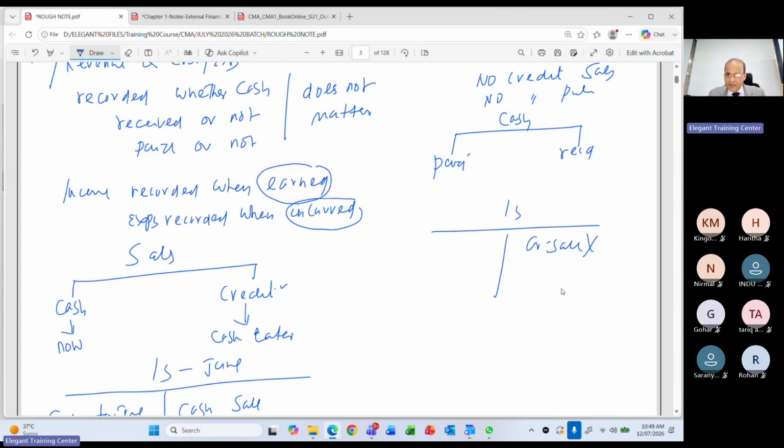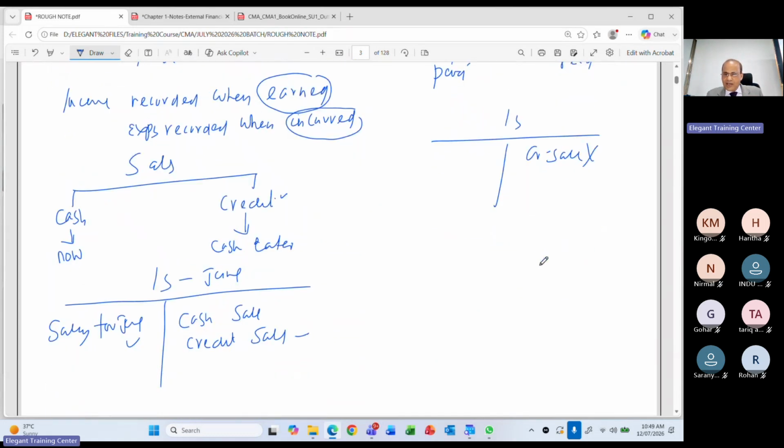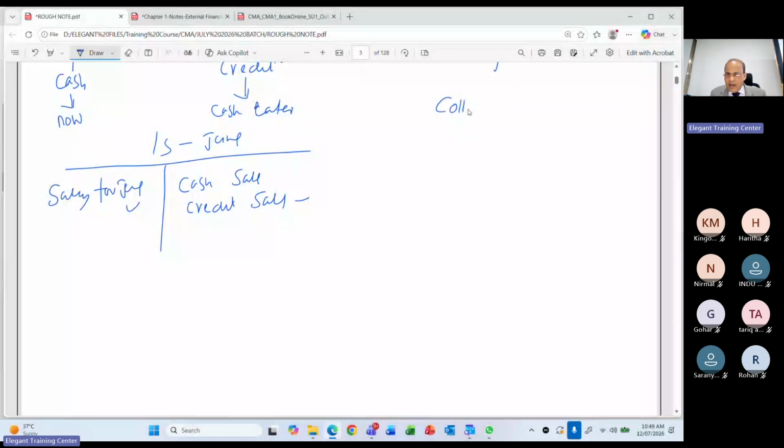Can someone tell me, suppose a collection from receivable, what entry to pass? You had credit sales, right? Receivables means your customers, sundry debtors are called receivables. Now they paid you cash. You got cash from the sundry debtors. What entry will you do?